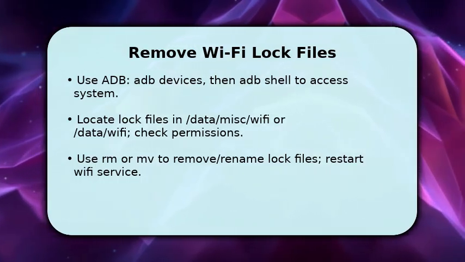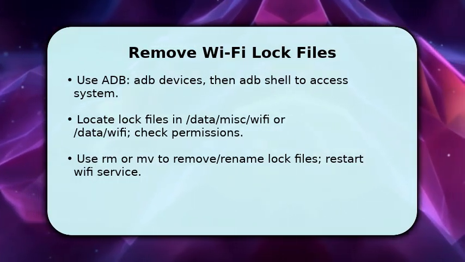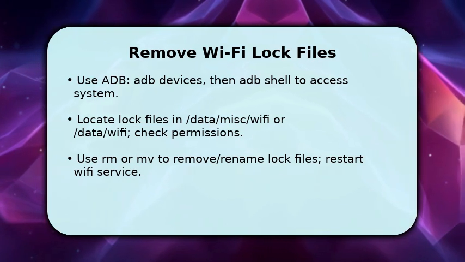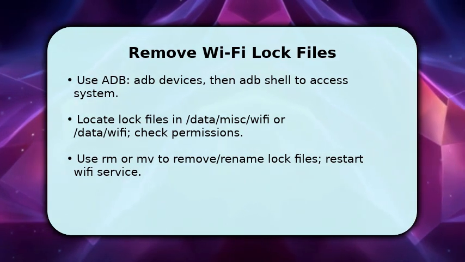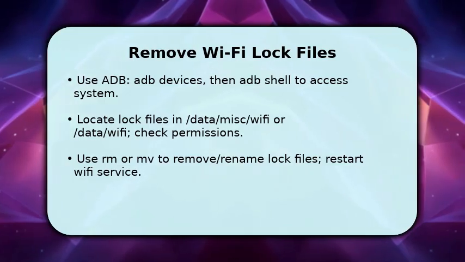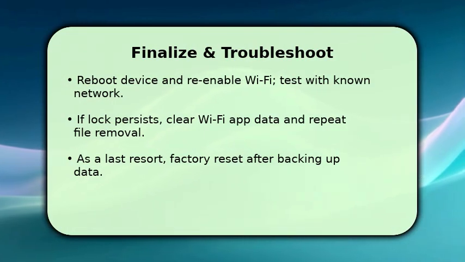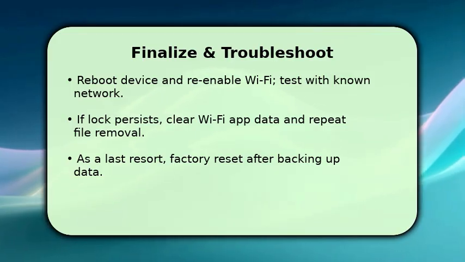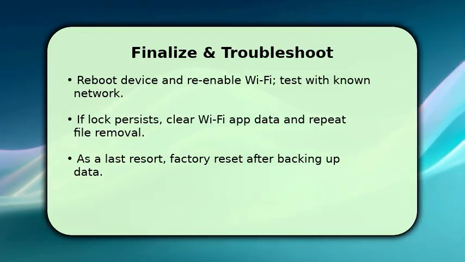After changing files, stop and start the Wi-Fi service, or reboot the phone to let the system recreate. You finish by rebooting and testing connectivity. After the file edits, reboot the phone and enable Wi-Fi, then connect to a known network to confirm removal.